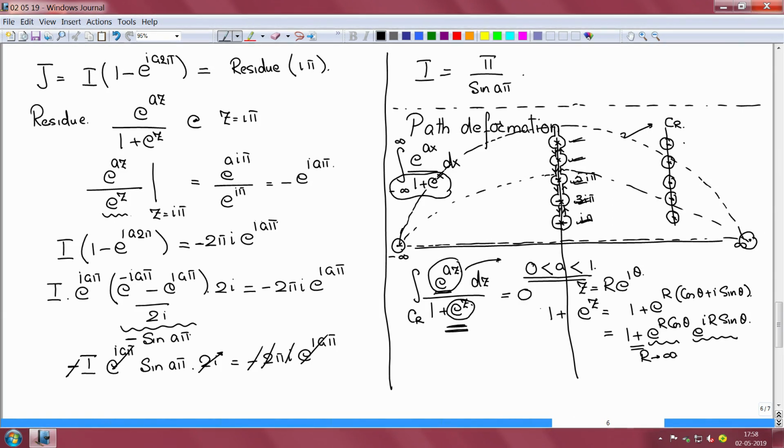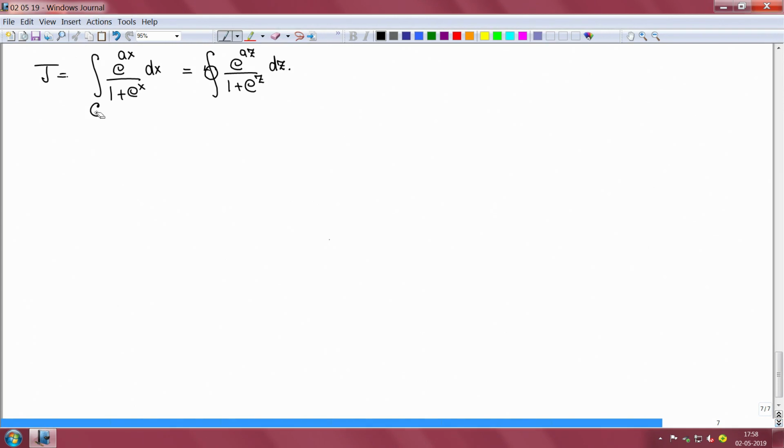So now what are we left with? We are left with the integral of e to the power ax, which is originally from minus infinity to infinity. We are left with a series of infinite sums of residues at all the poles: i pi, thrice i pi, and so forth.